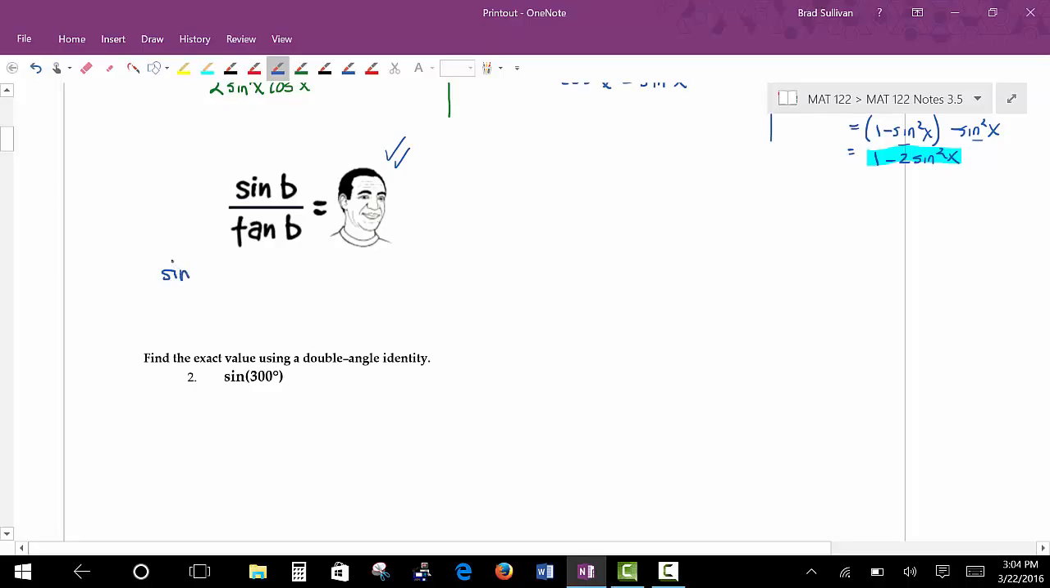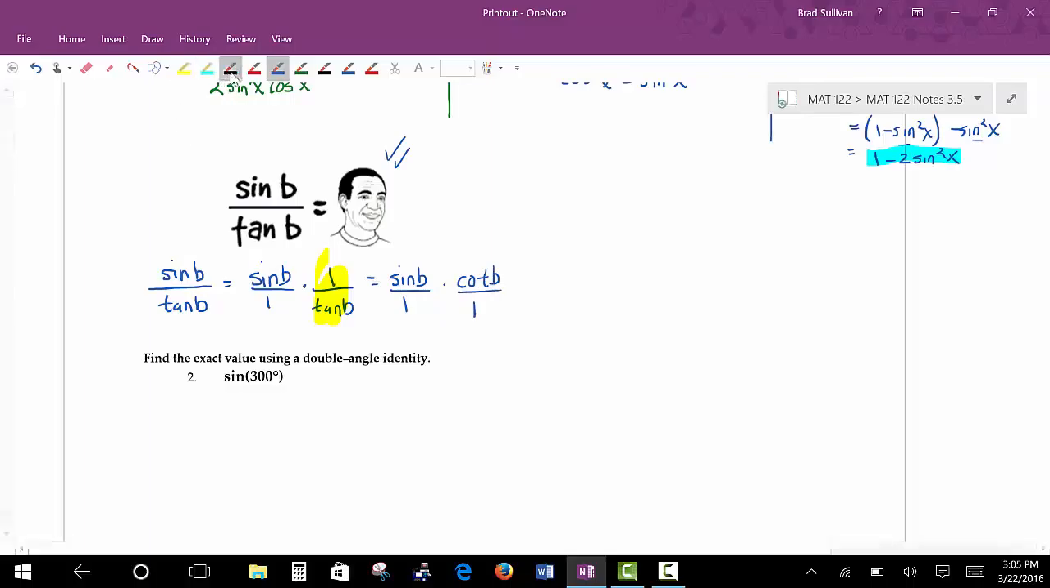So we have the sine of b over the tangent of b. Well, let's simplify this and see what we get. So I'm going to write this as the sine of b over 1 times 1 over the tangent of b. Okay, you can break fractions apart like this. I'm going to leave the sine of b alone. Then I'm going to replace 1 over tangent with what it's equal to. That's equal to the cotangent of b.